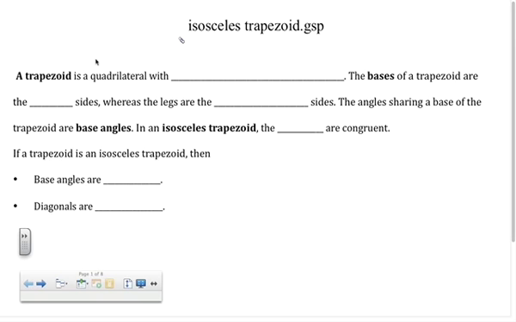Now we're moving on to talking about other special quadrilaterals. So let's take a look at, well, let me backtrack actually. Trapezoid. What do you know about a trapezoid? What do you know about a trapezoid? A trapezoid is still a quadrilateral, so it still has 4 sides.